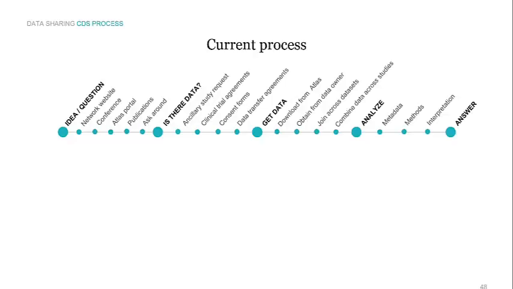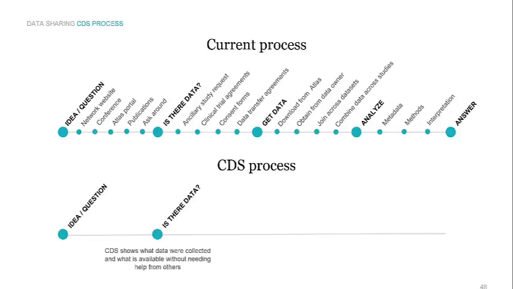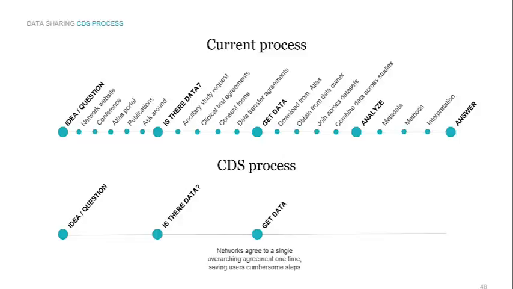So just looking at that current process that I showed earlier and thinking about how that's going to look for the CDS. For the main pain points that we talked about earlier, when you go to find out if there's data, CDS is going to show what data has been collected, whether it's available. It's easier to get the data because it's already been processed and there are agreements in place so that it's easily shared.